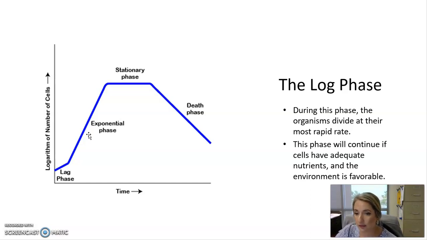But during the log phase, this is when we see the highest amount of bacterial growth. And then this phase will continue again until the environment becomes unstable, which would typically happen when they run out of food or nutrients.